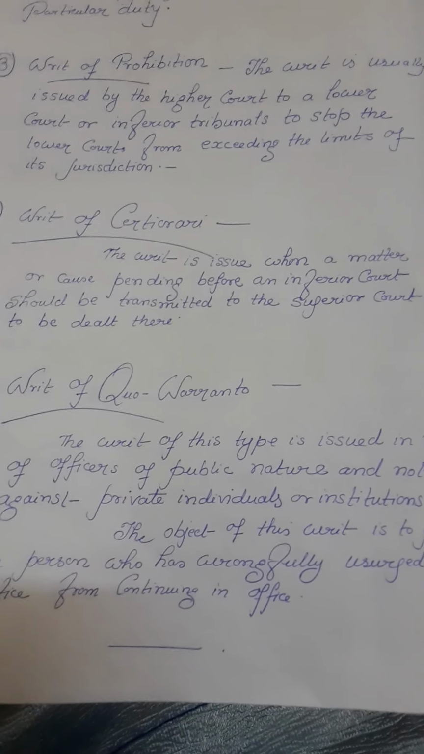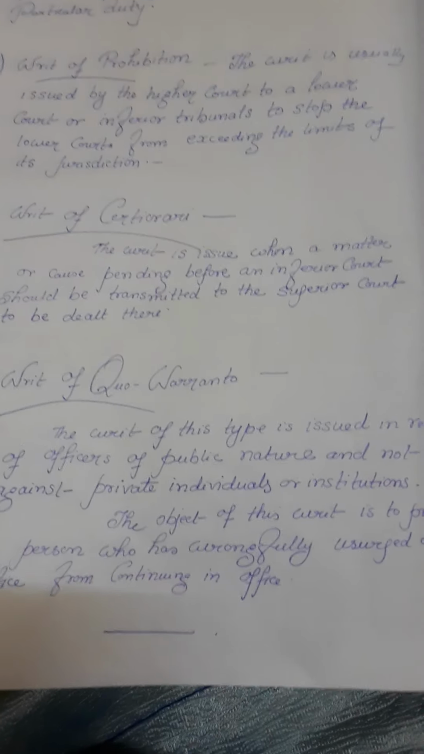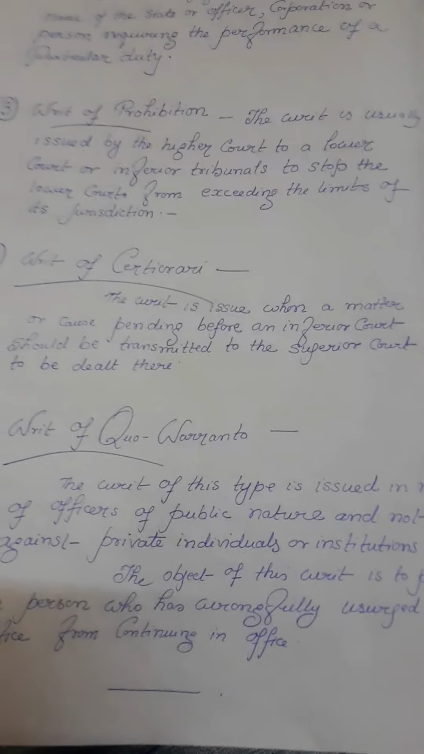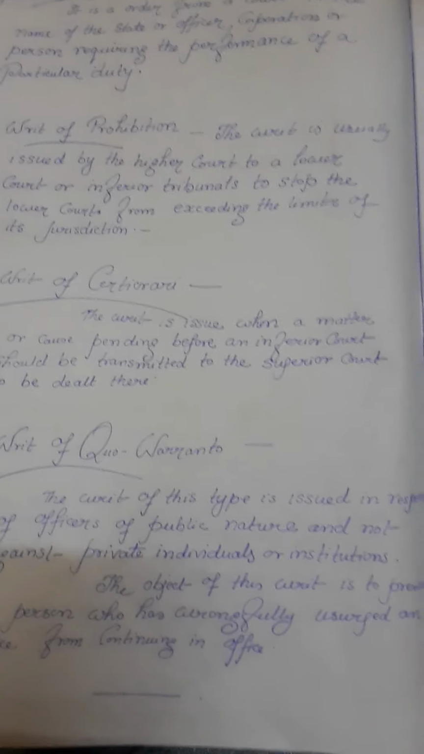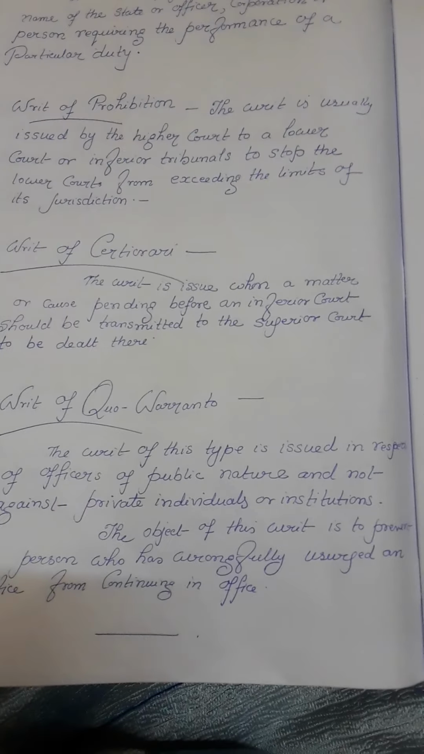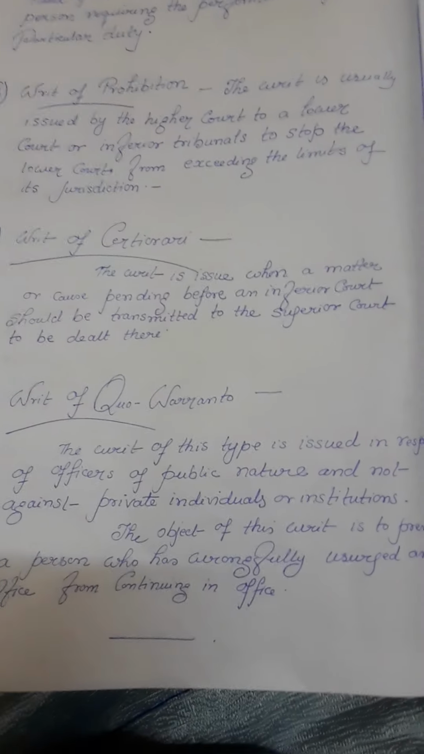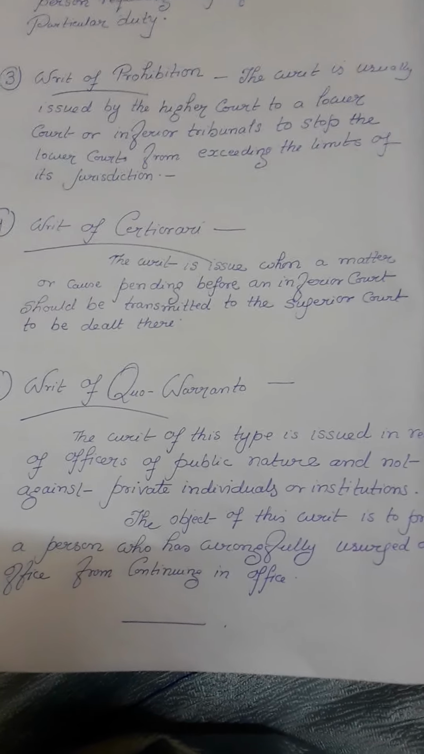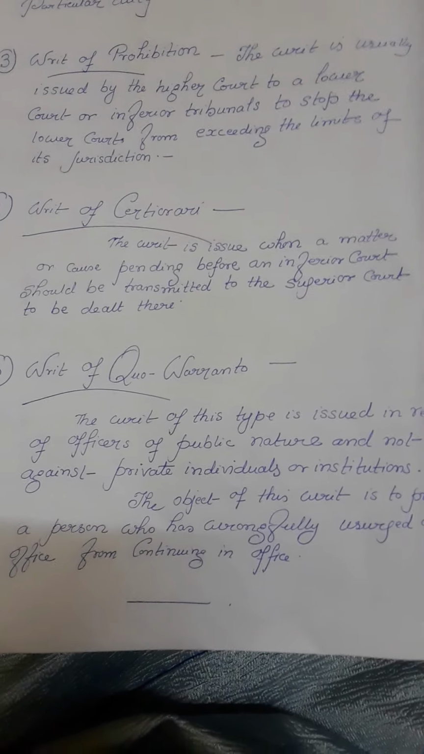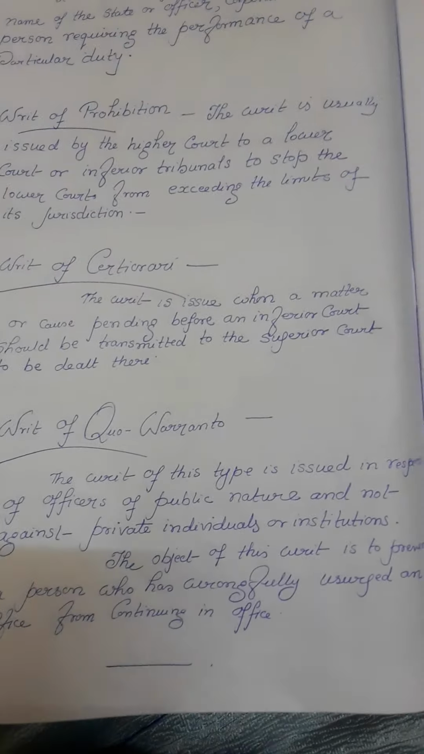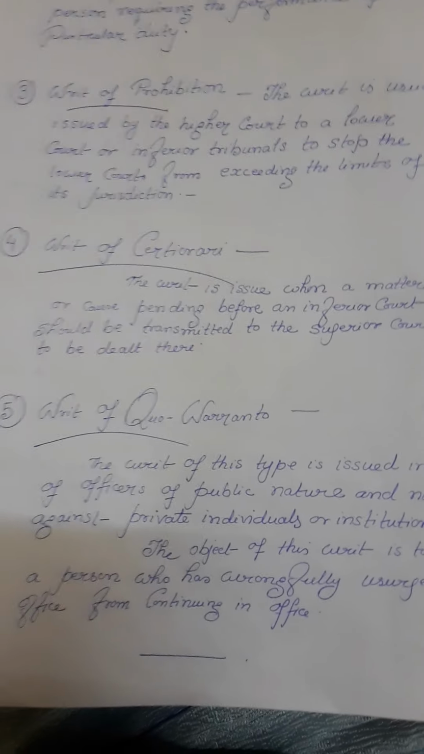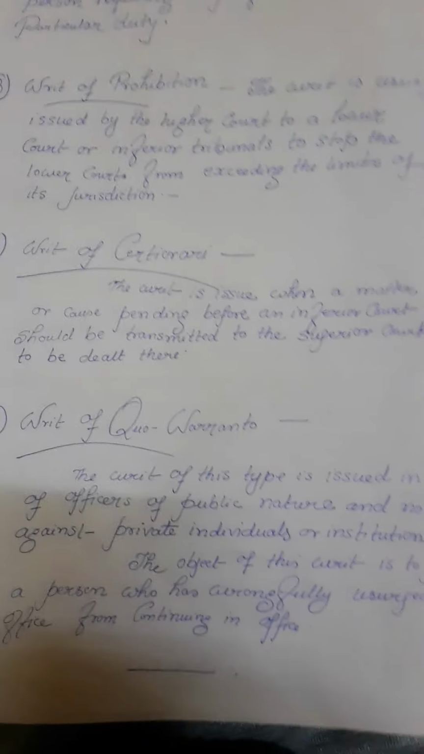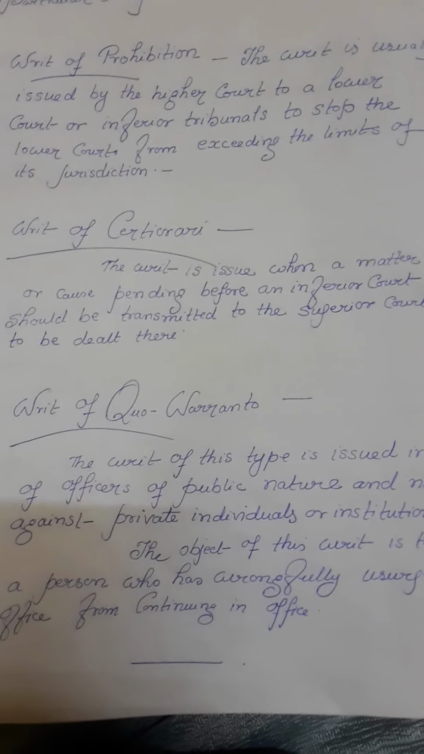Next one, writ of prohibition. Now the writ of prohibition is usually issued by the higher court to the lower court or inferior court, to stop the lower court from exceeding the limits of its jurisdiction. Now each and every court has its jurisdiction. First, say the state high court, it has certain jurisdiction. Supreme court, now it is the ultimate. Similarly, the district court has certain areas to function. Clear? Now writ of prohibition means suppose if any court crosses its jurisdiction, the upper court has the power to stop it.